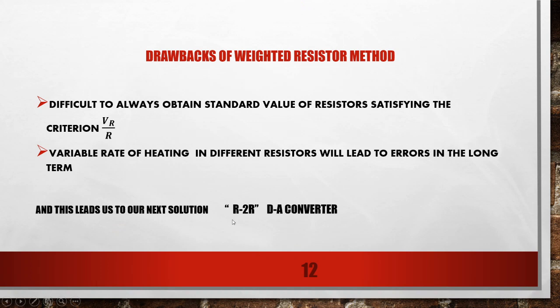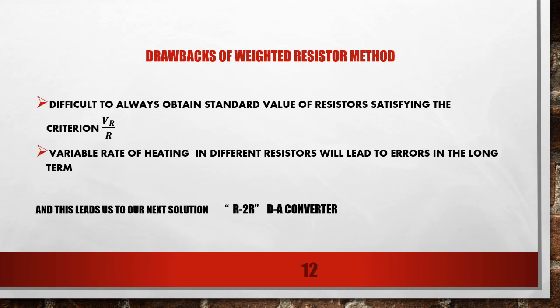Now the drawbacks of this method are two. One is, as I said, it's difficult to obtain standard values of resistance satisfying the condition VR by 2R, R and 4R. And the other is, if you look carefully at the picture, the current drawn by one is VR by R, and say the 4th or 5th resistor, it becomes VR by 16R or 32R or even more. So over a point of time, they produce a differential rate of heating. Now then the resistor value changes, so the long term effect of that is they lead to errors.